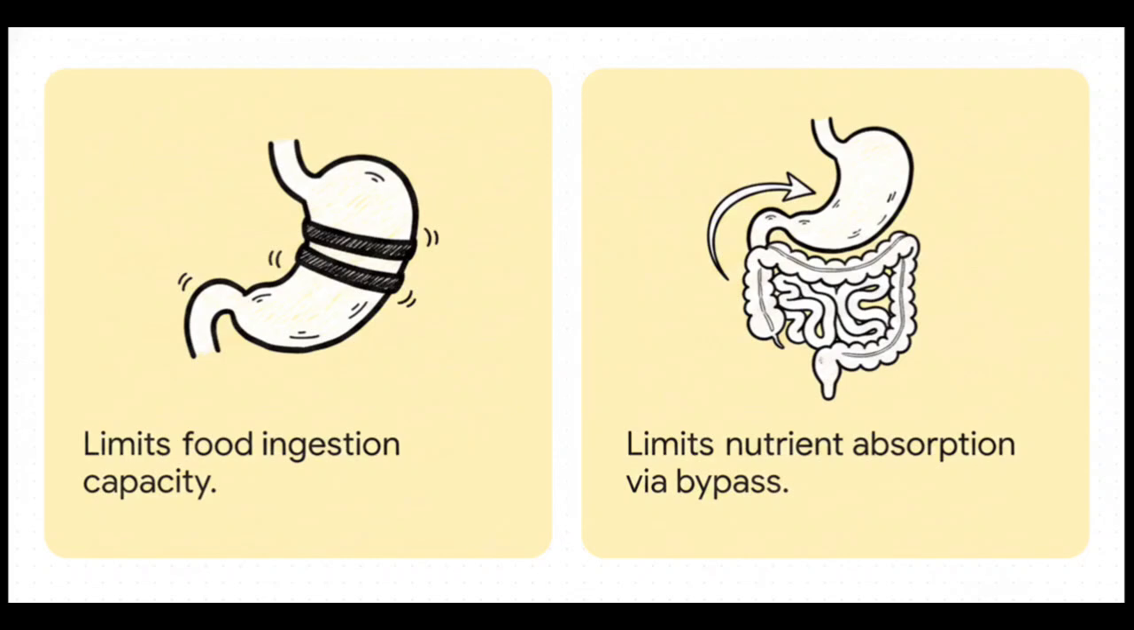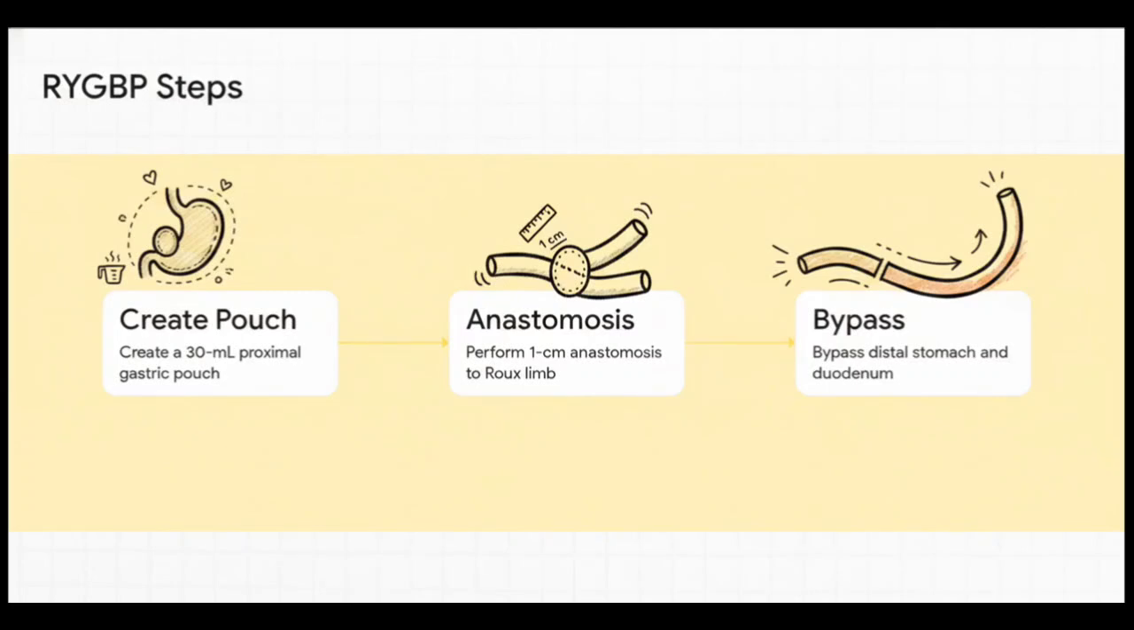Then, we have malabsorptive operations. These bypass predetermined lengths of the small intestine to actively block nutrient and calorie uptake, like the biliopancreatic diversion. The Roux-en-Y gastric bypass is actually the most popular procedure in the United States, specifically because it combines both of those restrictive and malabsorptive mechanics.